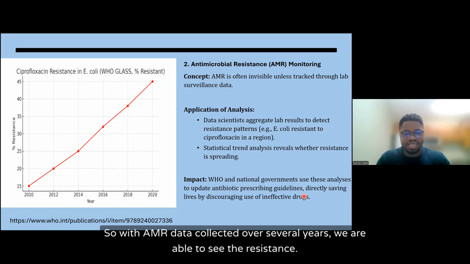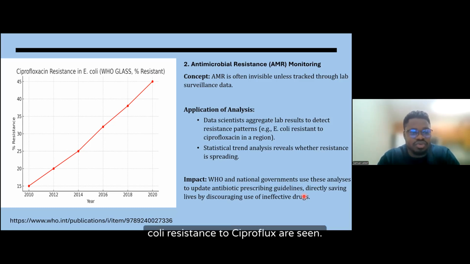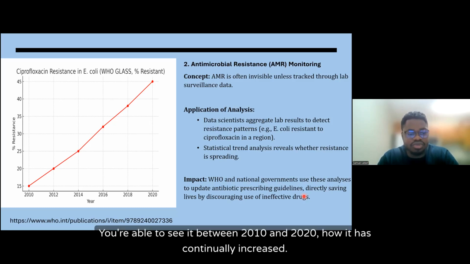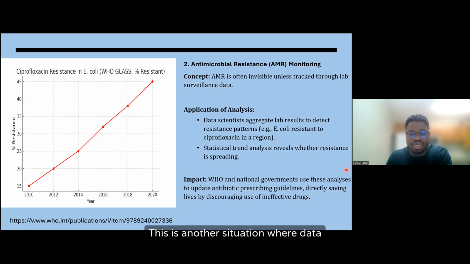So with AMR data collected over several years, we are able to see the resistance. This is a chart for E. coli resistance to ciprofloxacin, right? You're able to see between 2010 and 2020 how it has continually increased. And then you're able to prepare for it by doing more stewardship, more education, whatever it is that's needed. This is another situation where data and data analysis is important.